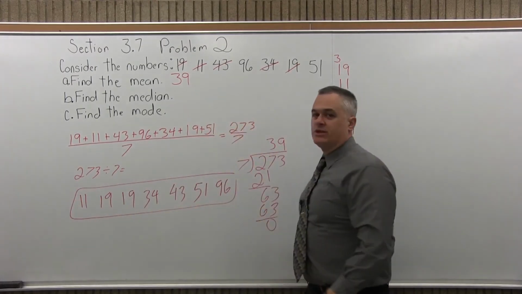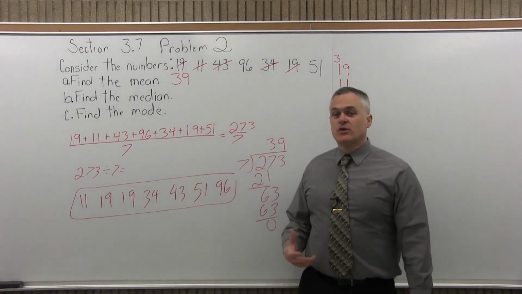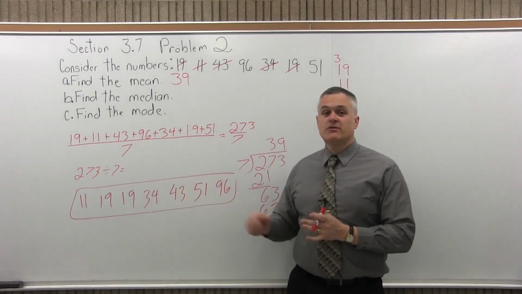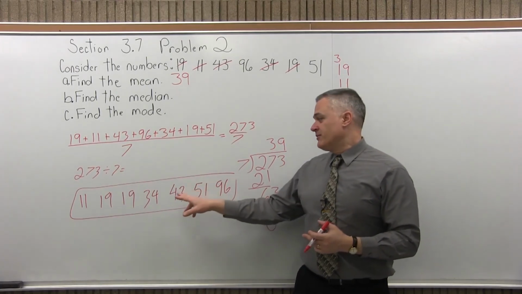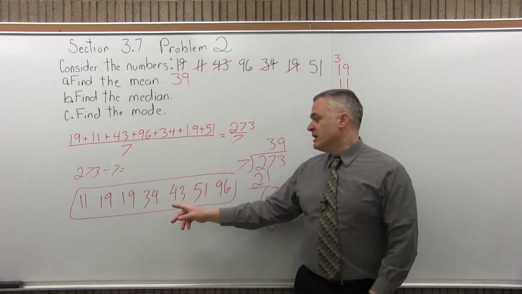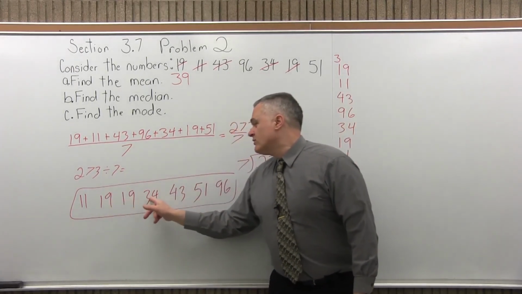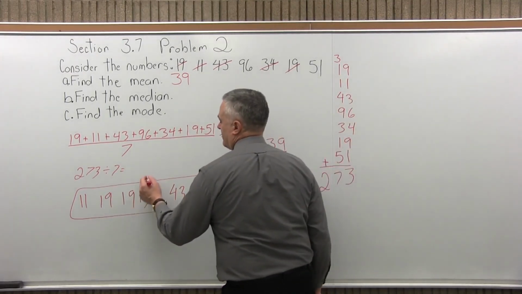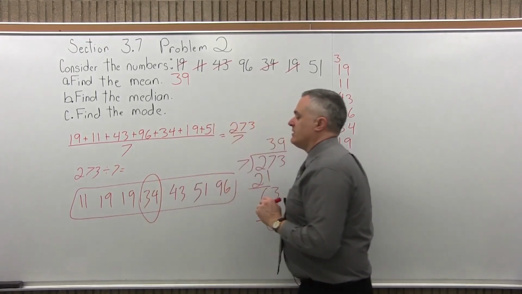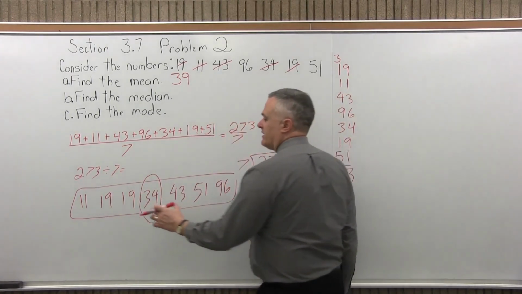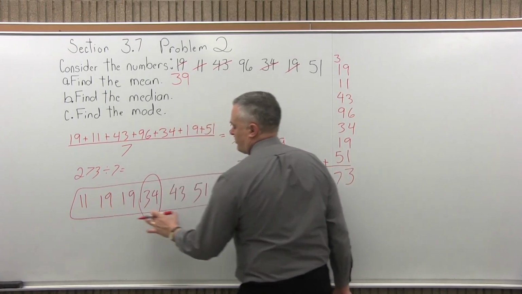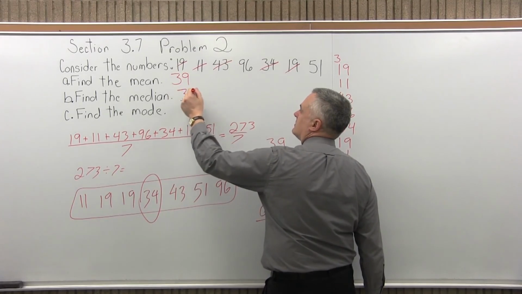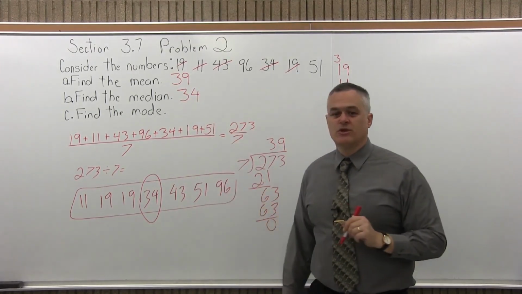So that's my list of all the numbers. I want to find the middle value. For the median, there are 2 cases. If you have an odd amount of numbers, the median is the one right in the middle. If you have an even amount, it's the in-between spot of the middle 2 numbers. Now, I have 1, 2, 3, 4, 5, 6, 7 numbers. 7 is odd, and the middle number is 34. There are 3 numbers that are less than that 34, and 3 numbers that are larger. So the median, the middle number in the list once it's in order, is 34.